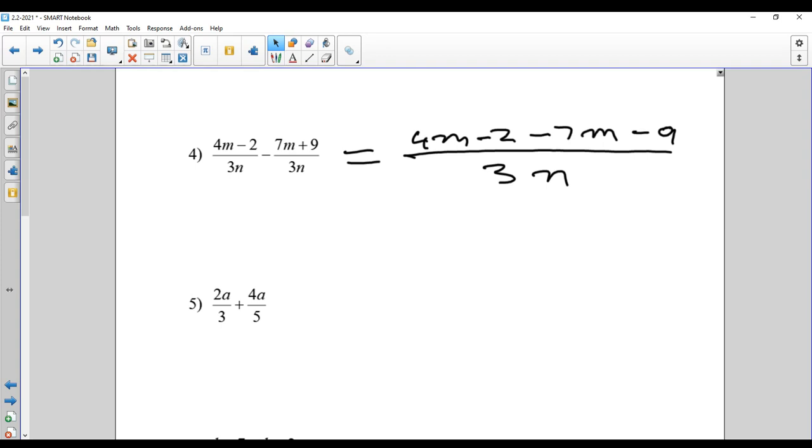And the mistake a lot of students make, and I don't mean you, not talking about people in this class, or I hope so, is that they only minus the 7m and then they add the 9. No. You're minusing both.